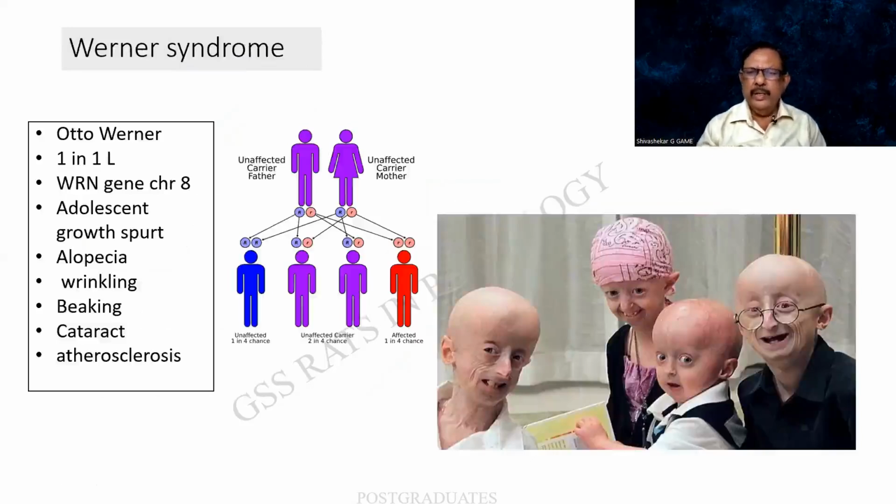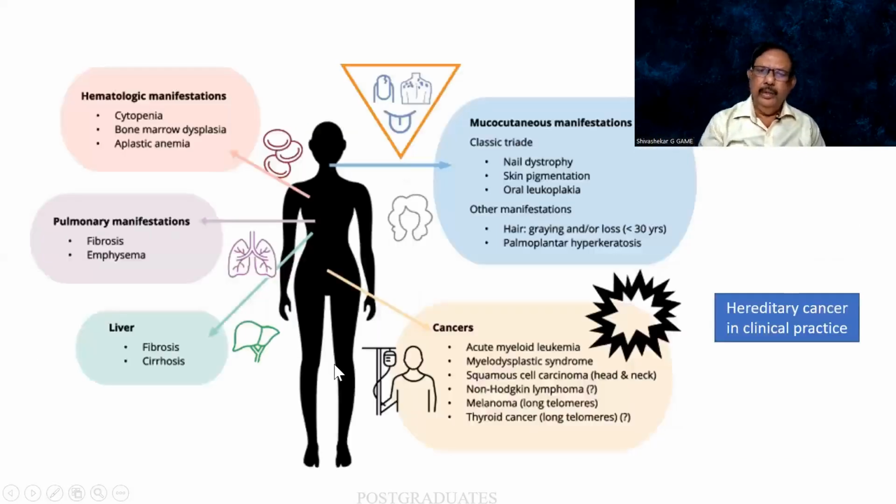The classical thing is Werner. Though we all know it, I was very much astounded to see the features of it. The classical one being the long beak-like nose. So it was found out by Werner, one in a lakh, and located on chromosome 8. In adolescence, there is a spurt of growth, and there is alopecia, obviously. There can be wrinkling of the face, beaking of the nose, as I had mentioned. All of them have got this. Cataract can be there, atherosclerosis can be there, and this is the mode of inheritance of it. Thanks again to hereditary cancer in clinical practice.